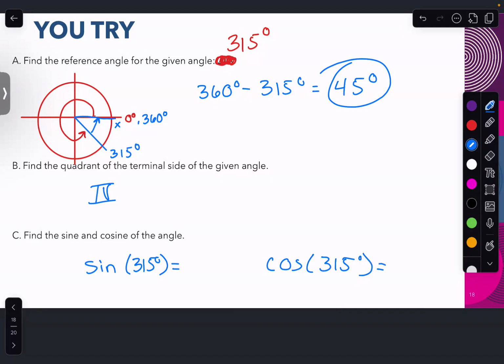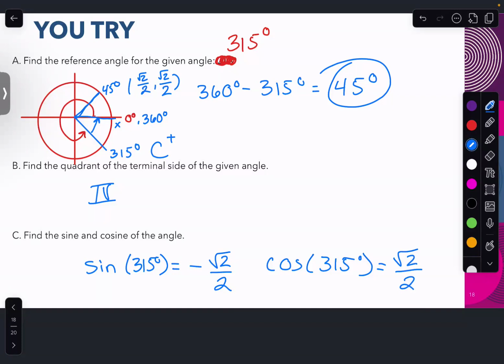Okay, so what do we know about our reference angle, 45 degrees? I know that the cosine is square root of 2 over 2, and the sine is square root of 2 over 2. And therefore, now I just need to account for what quadrant that's in and which of these functions is positive. Since that's quadrant 4, only cosine is positive, meaning sine will be negative. So sine of 315 degrees will be negative square root of 2 over 2, and cosine of 315 degrees is square root of 2 over 2.